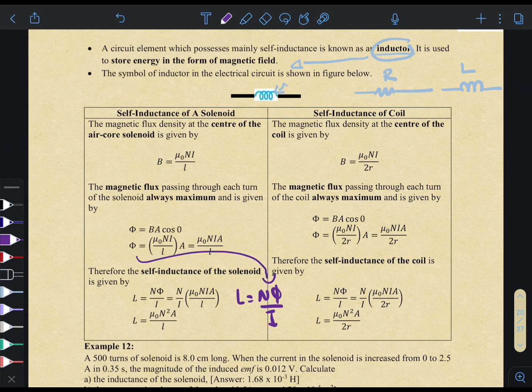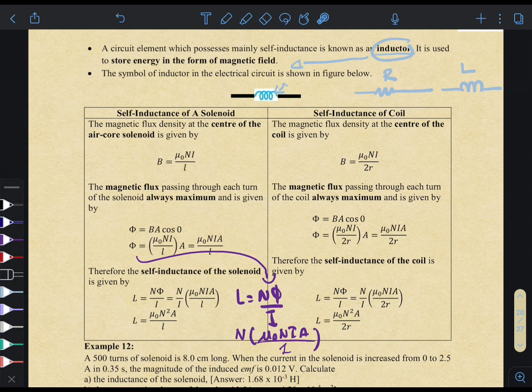Okay, take this flux, substitute it in here, you will get N mu naught N I A over L. And then expanding, we will get mu naught N squared A divided by length. This is the self-inductance for a solenoid. Not memorizing it is no problem as long as you know this one and then you substitute what the flux is for a solenoid. Then we can get the self-inductance for a solenoid.